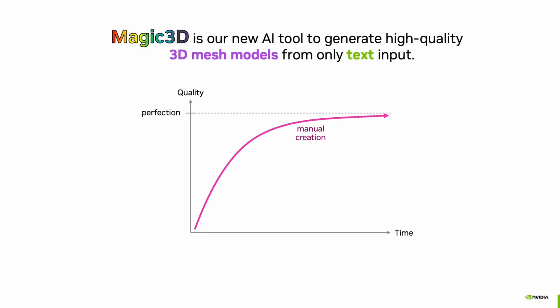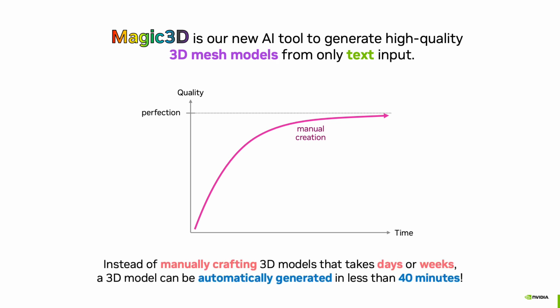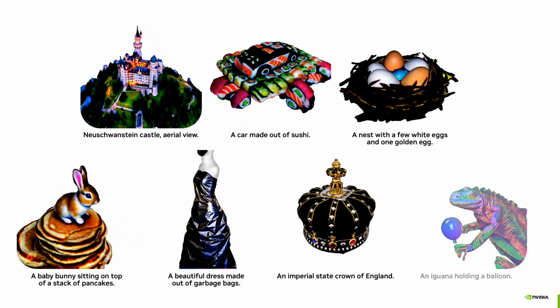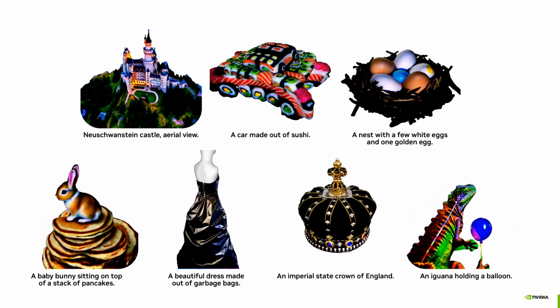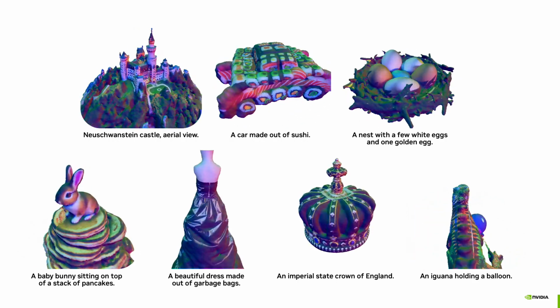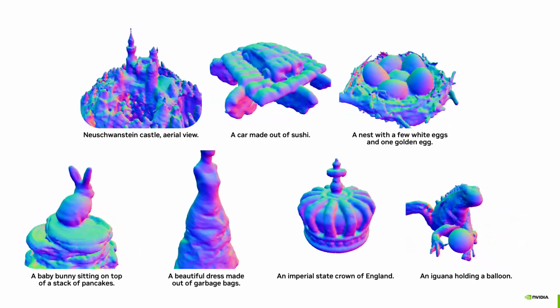Magic3D can generate high-quality 3D mesh models from text input. Our goal is to turbocharge 3D content creation to reduce the time and effort that is required. Here are some results of our 3D generation. Magic3D can understand the input text and create 3D mesh models according to the text descriptions, like a bunny sitting on top of pancakes. The 3D meshes also include detailed geometry, like the skin of the iguana.